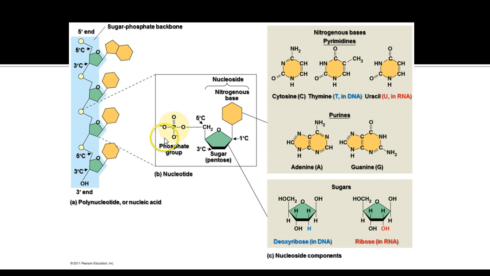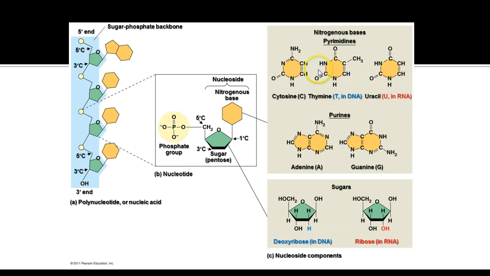One nucleotide is composed of the phosphate group, the nitrogen base, and the pentose sugar. There are 5 different nitrogen bases divided into two categories: pyrimidines and purines. There are 3 different pyrimidines: cytosine, thymine, and uracil. Cytosine is found in all nucleic acids, thymine is only found in DNA, and uracil is only found in RNA.